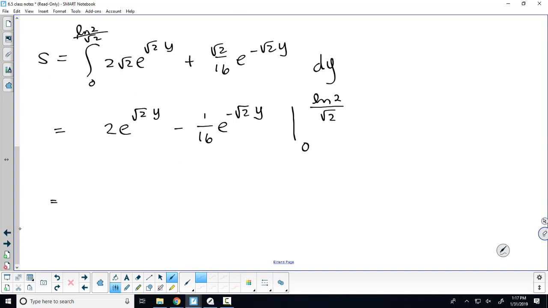So we're going to plug in the upper limit for the y values. Root 2's are going to cancel. So we're going to get 2e to the natural log of 2 minus 1/16. Root 2's are going to cancel again. We're going to get minus natural log of 2. And then we subtract off the value at 0. So we subtract off 2 and we add 1/16.